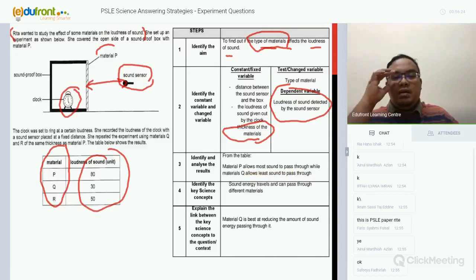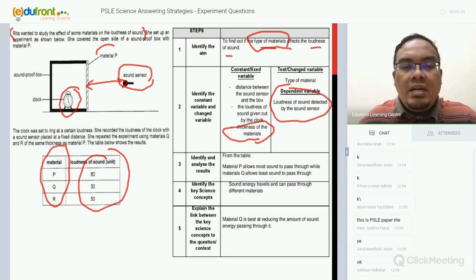Okay, step number 3. Once you identify the two variables, next is to identify the results. So you can see this is the result of the experiment given in the table. Material P allows the most sound to pass through, right? The sound sensor detected the most amount of sound when you use material P, and the least amount of sound when you use material Q. So you are able to analyze the result of the experiment.